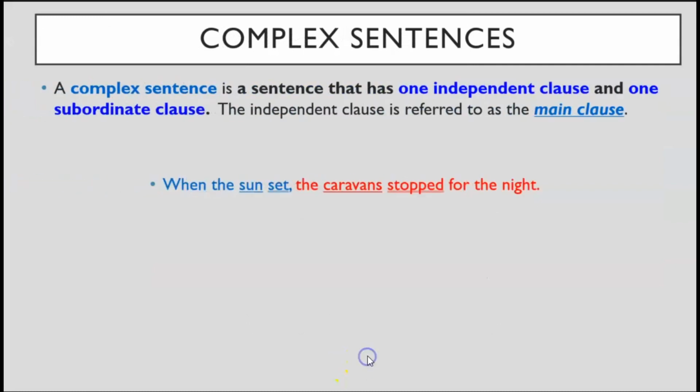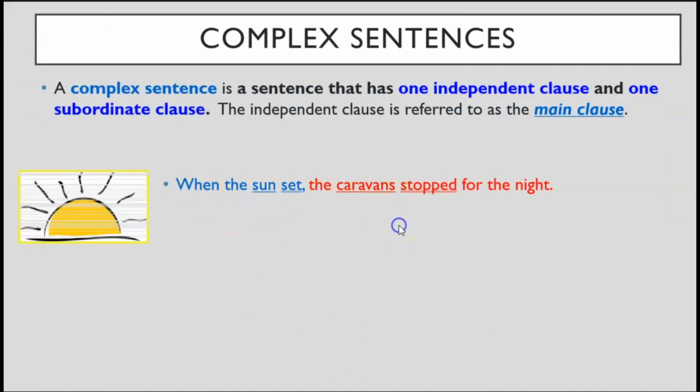A couple more examples. When the sun set, the caravan stopped for the night. In this case, again, we have our subordinate clause first. We have the main clause, our independent clause, second. And so we have the sun set being subject verb, but the word when creates a problem for us, so we need the red. The caravan stopped for the night, with caravan being the subject, stopped being the verb, for the night, prepositional phrase. This could stand on its own, the red could stand on its own, the blue could not. The blue needs the red. So the blue is the subordinate, the red is the main clause.